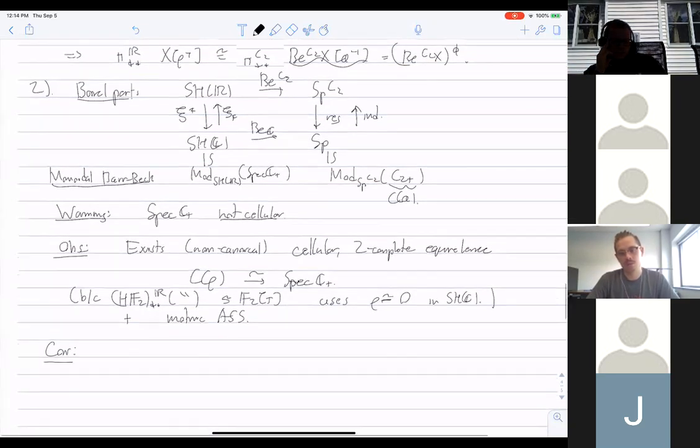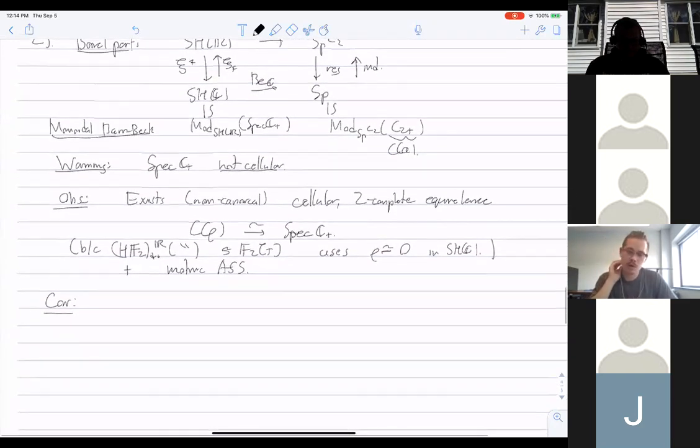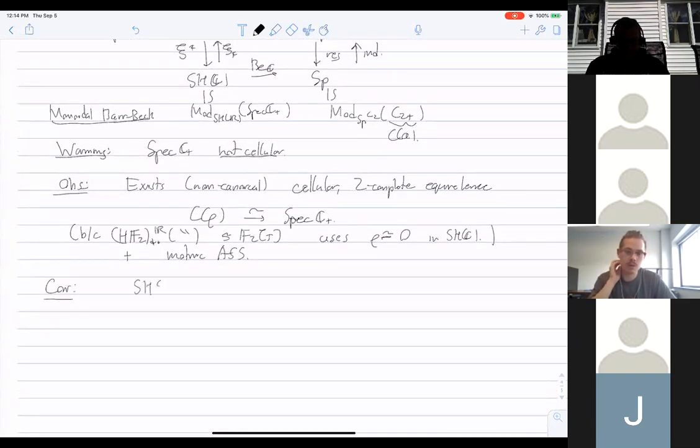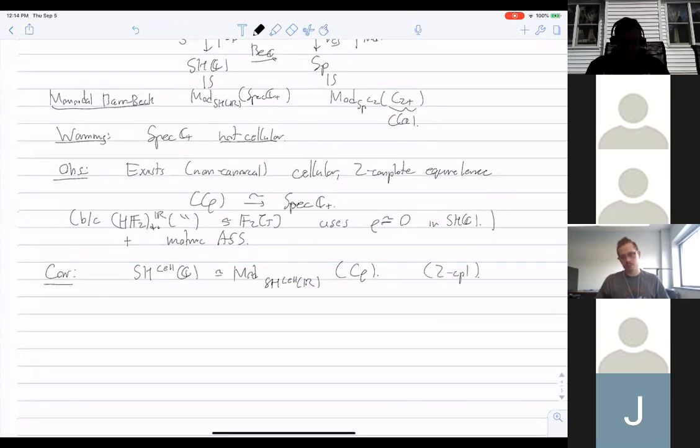So that's very important for us. It matches nicely with the statement involving the cofiber of a in terms of C2 equivariant homotopy theory. So as a corollary, SH cell C is equivalent to modules over the cofiber of rho taken in SH cell R, and I've implicitly two-completed. This result has been independently observed by Isaksen, Kong, Xu, and Wang.